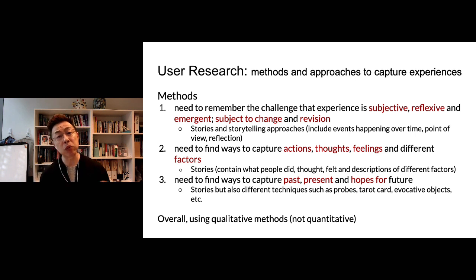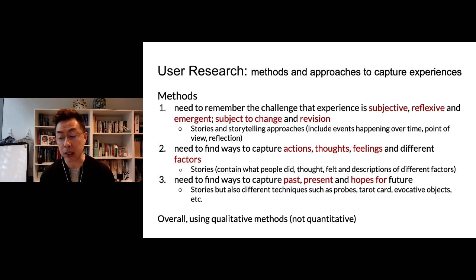So again, stories would help, but there are other techniques that we can use to specifically look at the past, look at the current, and look at hopes. Probes, if you've done human-centered design methods, you can use probes to capture aspects of that. I have also tried to use tarot cards. It's a way of telling fortune, but I don't use that to tell fortune so much, but actually use it to explore with my user during the user research their past, present, and hopes.